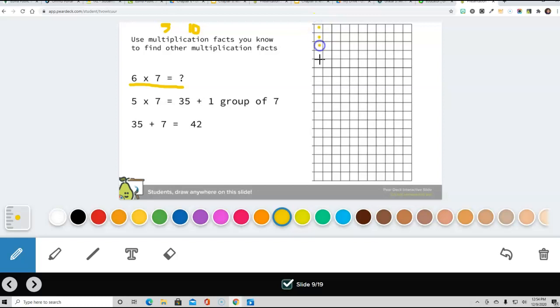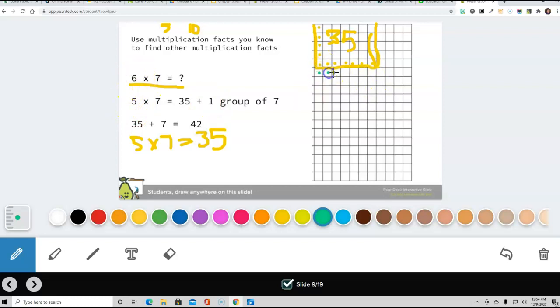1, 2, 3, 4, 5. And times 7. 1, 2, 3, 4, 5, 6, 7. And now I have, whoops, I got a little carried away. 5 times 7. So I'm going to count by 5 7 times. 5, 10, 15, 20, 25, 30, 35. So 5 times 7 equals 35. Now I need to add another group of 7 because that's only 5 and I need 6.